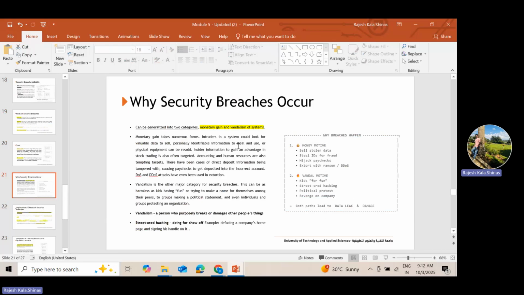These all come under the motives behind security breaches. Monetary gain means to get money. Vandalism means to get fame or some other thing. Okay, mentioned here.